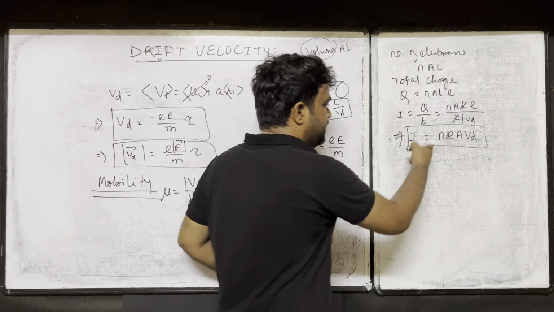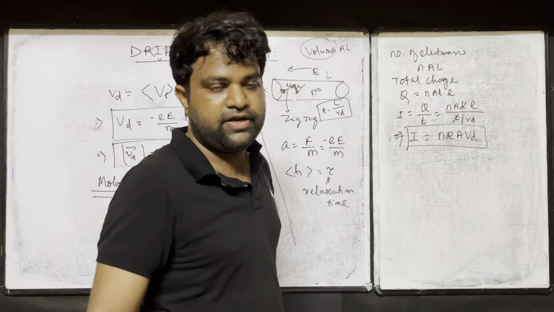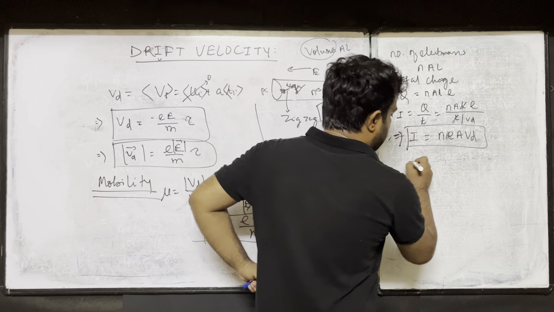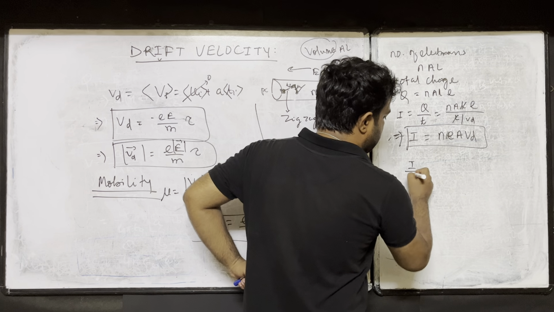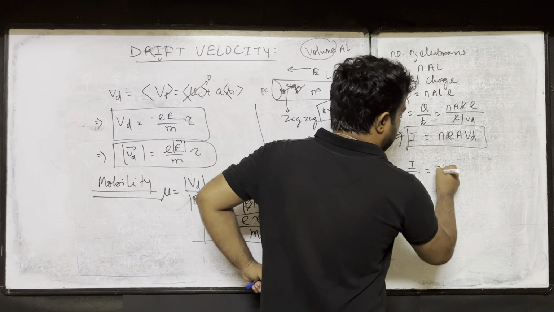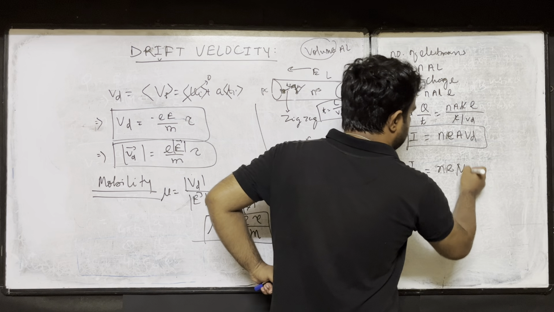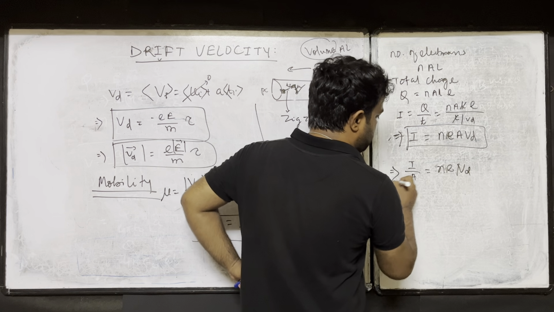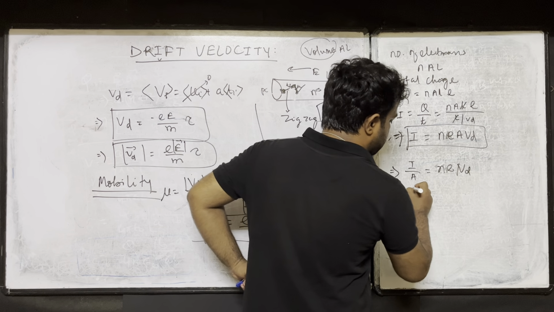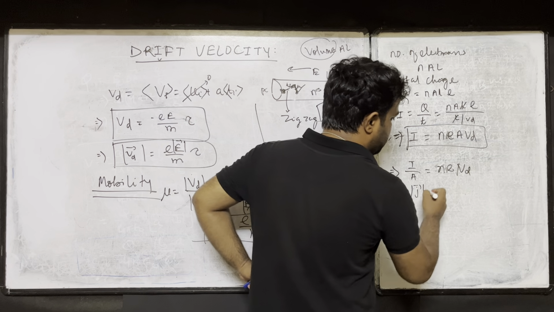So from here you can find the current density. Current density is I by A. The concept of current density is I by A. So if I divide I by A, I by A is NeVd. This is your I by A, or this is J. Current density J is a vector, you can take magnitude.